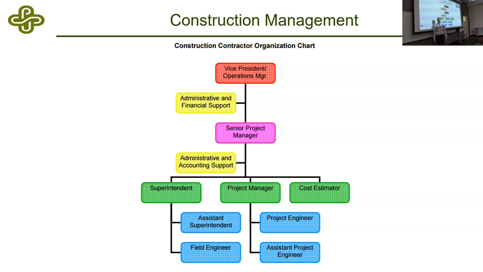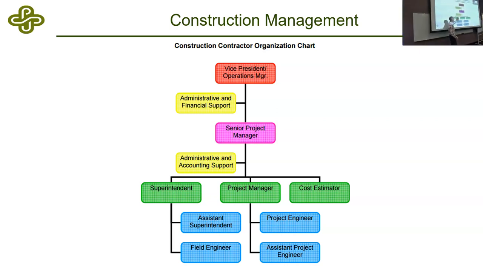That's just looking at numbers, crunching numbers based on the drawings to win work for the construction company. Once they've won that work, then you sign the contract. The contractor's going to build the work, and then it falls on the shoulders of the superintendent, project manager, and all the personnel helping to support them.